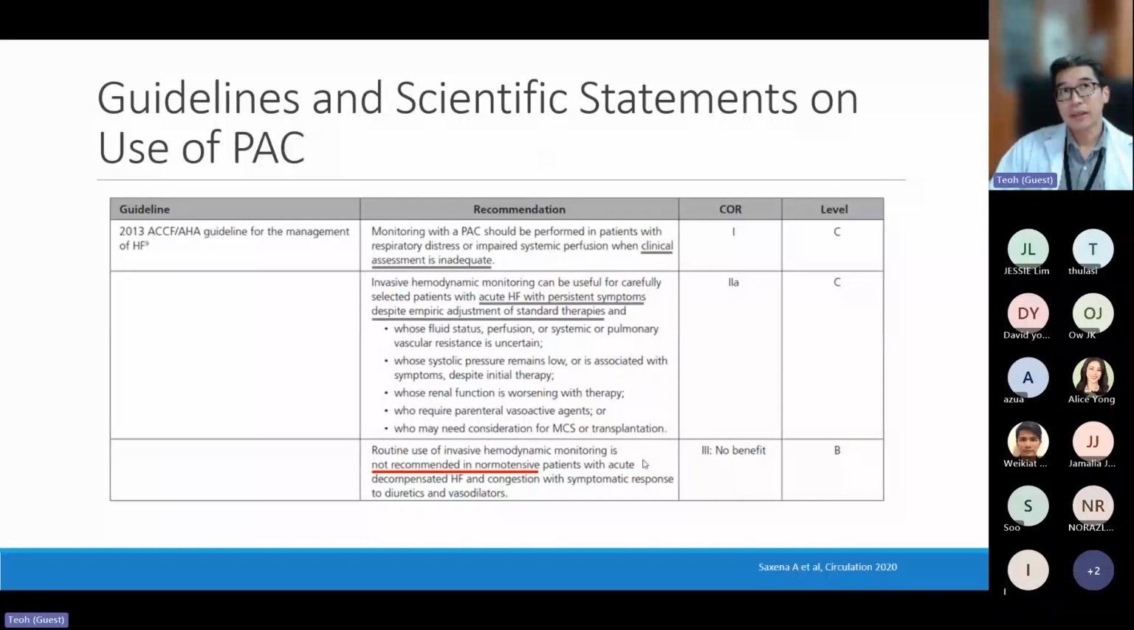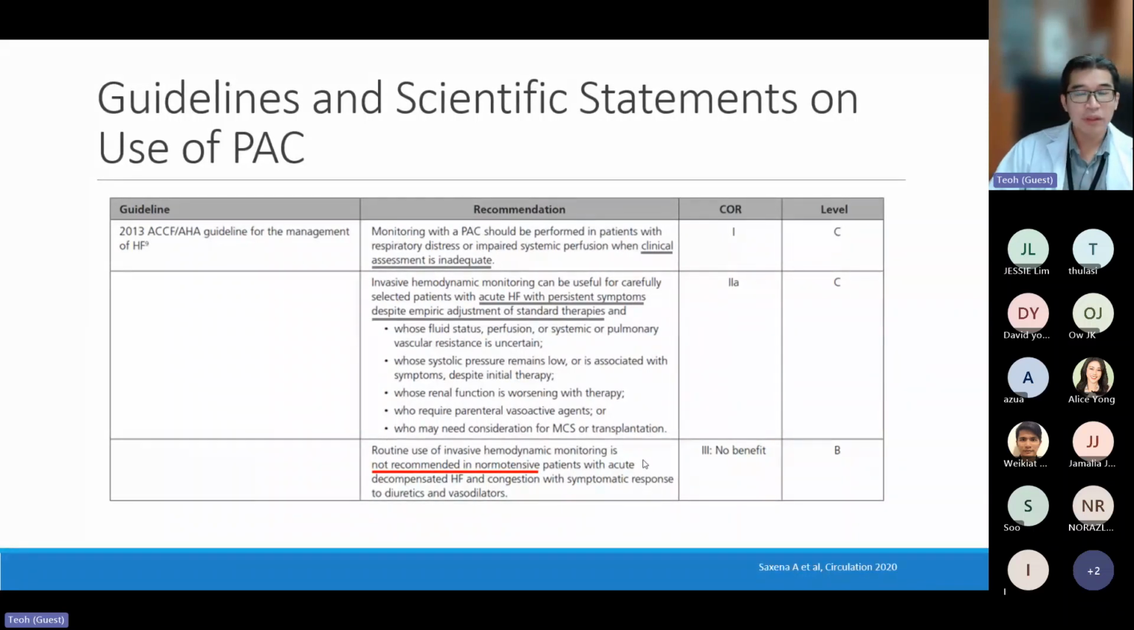And regarding the guideline, I think the guideline only says one thing: the invasive pulmonary artery catheter. These are the recommendations from the guideline. So you can see from this table, the 2013 ACCF/AHA guideline suggests you use the pulmonary artery catheter when the clinical assessment is inadequate. After your clinical assessment, you still don't know what's going on with your patient, then it's time to escalate up to the more advanced monitoring. And the standard Class 2A indication is to use it in acute heart failure patients with persistent symptoms despite empiric adjustment of the standard therapy.